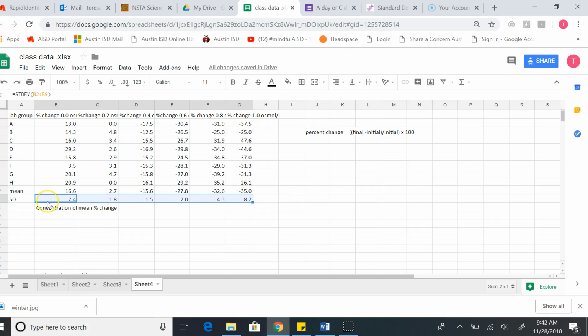So you'll notice that my standard deviation for the distilled water and for the 1 molar solution, those standard deviations are pretty high. And so I know that my data has been spread out about the mean. So it's a pretty large range. And so I may not be as confident in those results. However, here, for my 0.2 and 0.4, I have a relatively small standard deviation, or a smaller standard deviation. So that's how you calculate the mean and standard deviation using Google Sheets. I'll have another video on how to graph this data coming up.